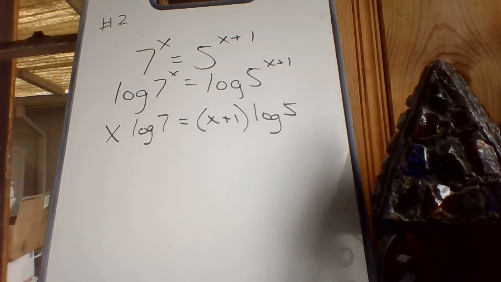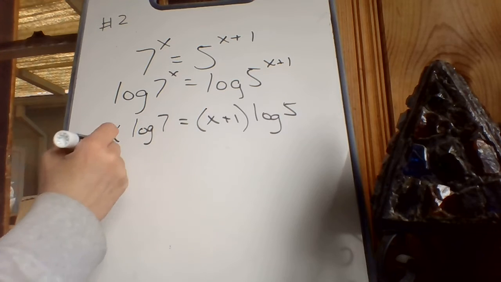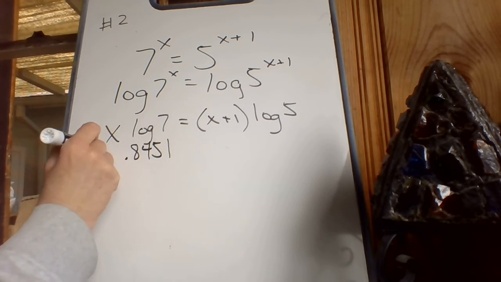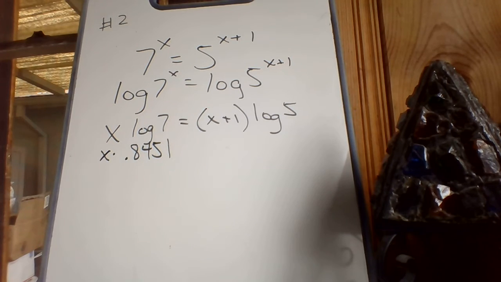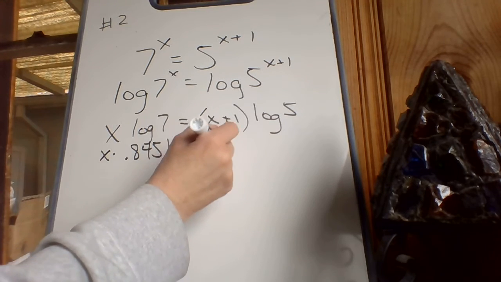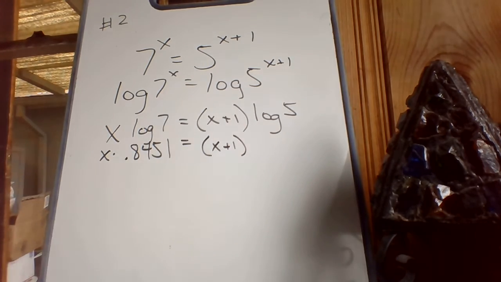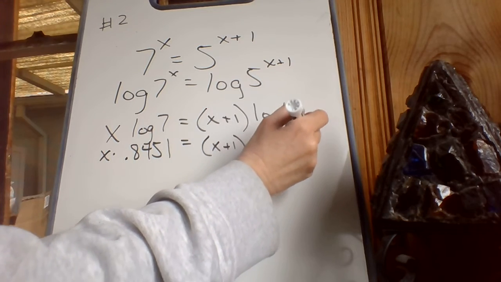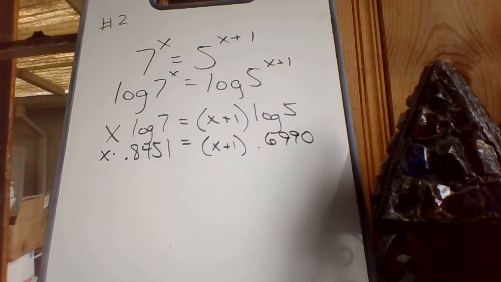So I hit log of 7 in my calculator, 0.8451. And this is times x. And I had to round. If you round in a slightly different spot and get a slightly different number, that'd be fine. And then x plus 1 times, okay, and then I had to round log of 5, 0.6990. I had to round it up, so it ended up there.